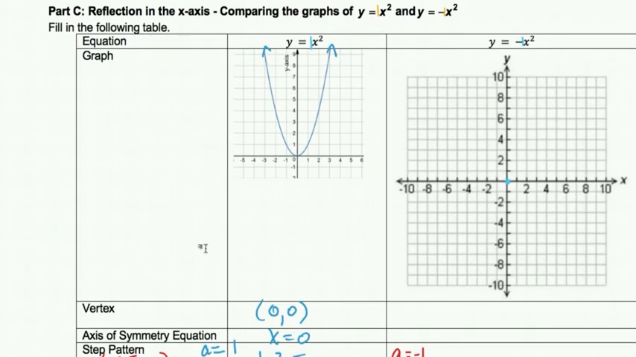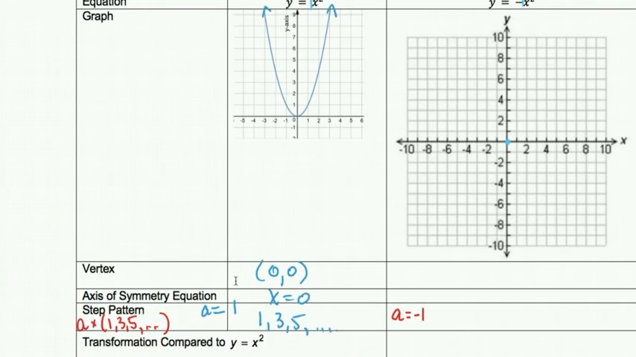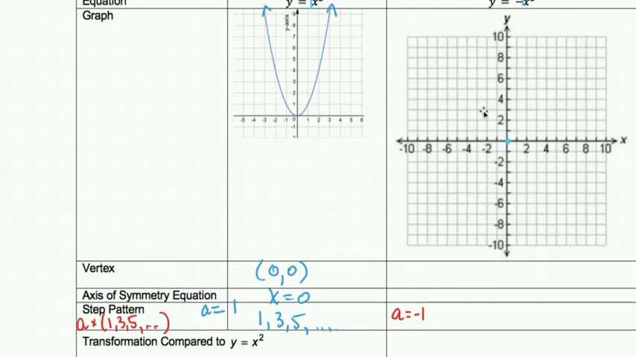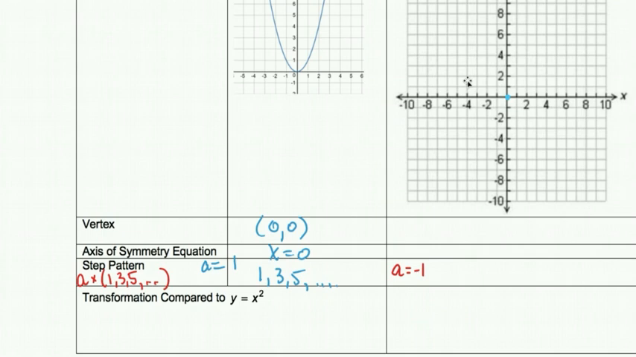Okay, but now we're getting to where the a value is different. So for this parent graph, the a value is 1, so when I multiply this by 1, I get 1, 3, 5. Here the a value is negative 1. So I need to adjust my step pattern. What I'm going to do here is take negative 1 and multiply it to my step pattern, 1, 3, 5, 7, etc. Okay, so my new step pattern for this graph here will be negative 1, negative 3, negative 5, etc.